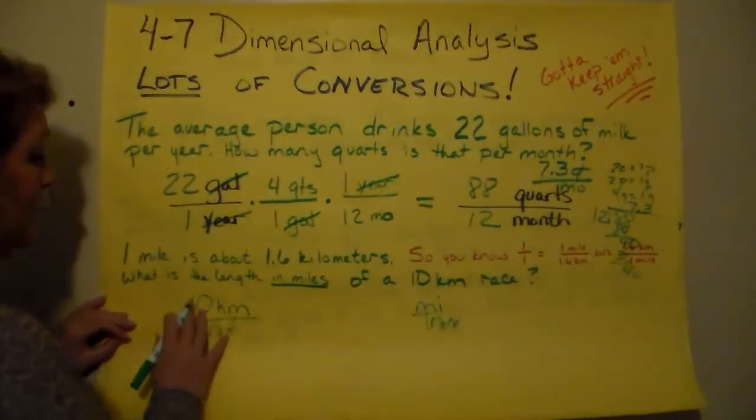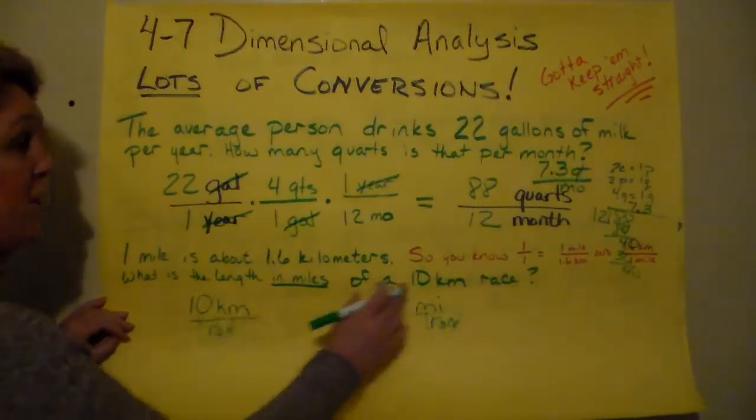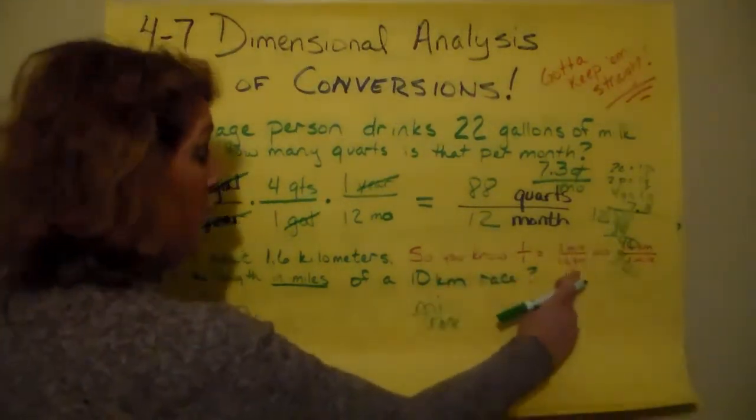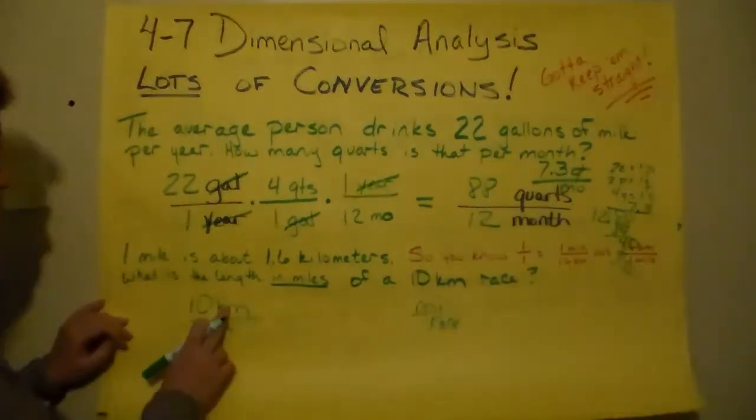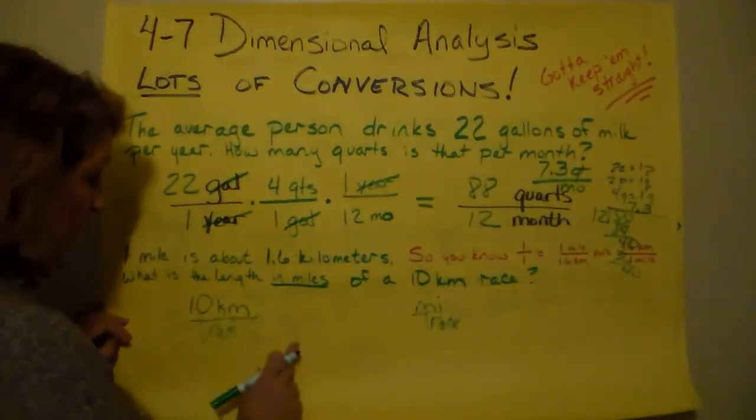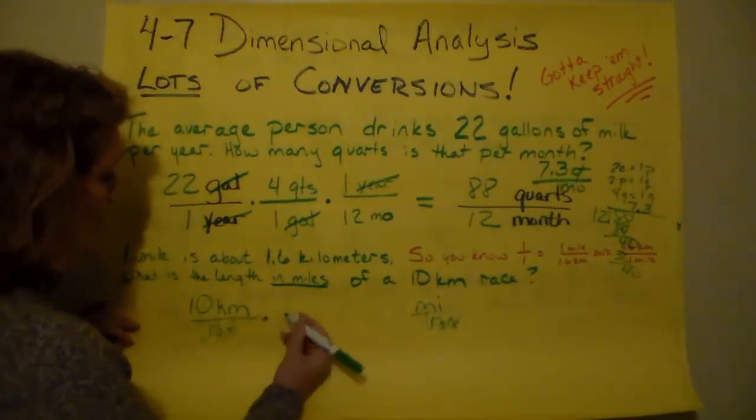So, 10 kilometers in your race, and you want to use your 1 over 1 to help you out. So do you want your kilometers on the bottom or on the top? Well, I want them on the bottom because they're already on the top. So I'm going to multiply.